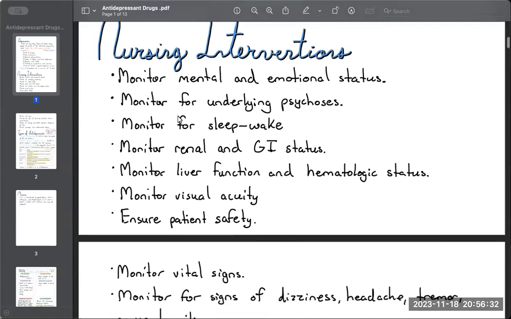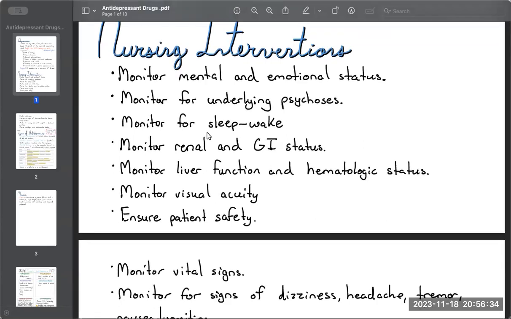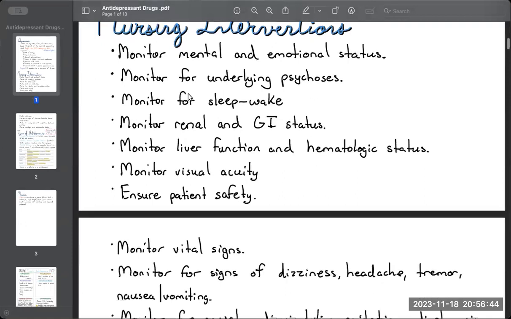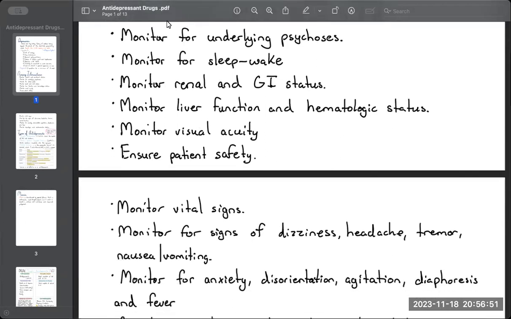So interventions when it comes to depression include monitoring their mental and emotional status, okay? Because they have obsessions with death, which means they might be suicidal, okay? They're very high risk patients for suicide. Monitor for underlying psychosis, okay? Are they having a psychiatric illness that is causing depression? Monitor their sleep-wake cycle. In other words, they might not sleep much, okay? Or they might sleep too much.